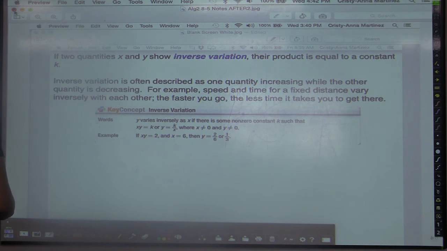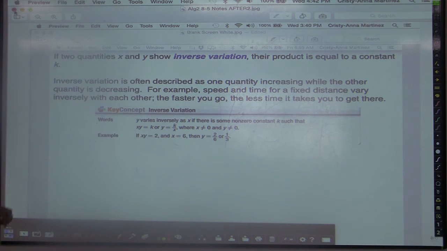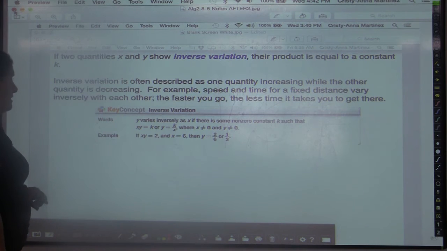Inverse variation. If two quantities, x and y, show inverse variation, that means that their product is equal to a constant k. And we'll show you how that works in a second, but I wanted to give you an example. We said earlier that one quantity increases while the other one is also increasing or decreasing, but in the case of inverse variation, it's when one quantity is increasing while the other quantity is decreasing. An example of that, which is pretty easy to understand, is speed and time for a fixed distance.